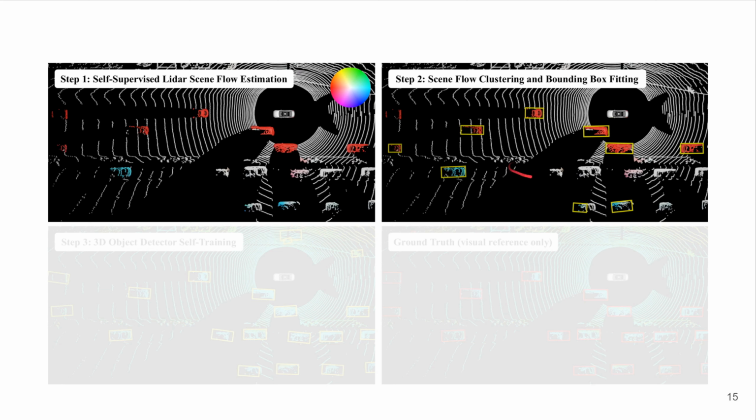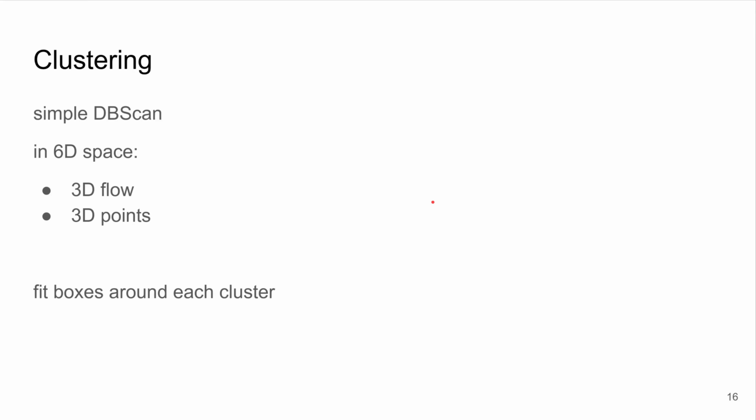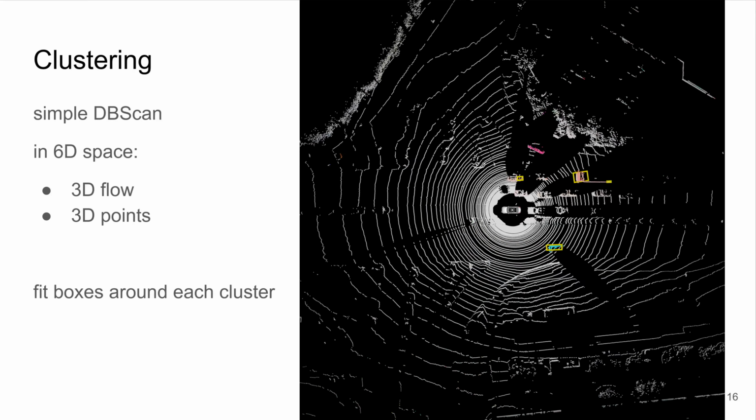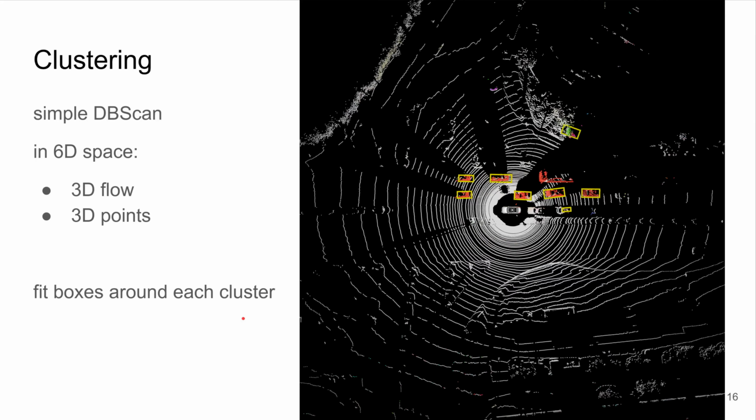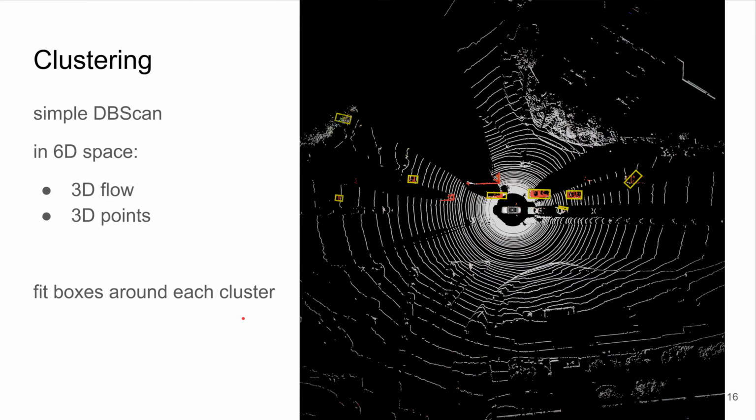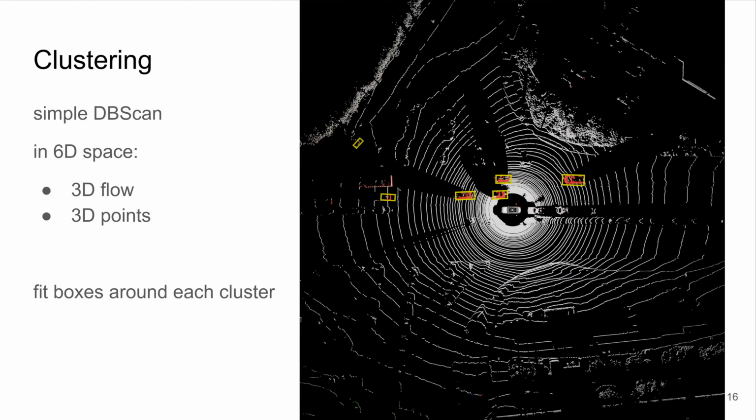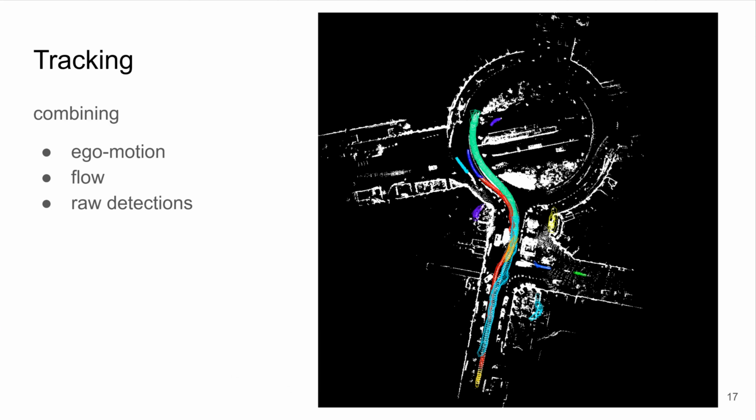In the next step, we generate initial pseudo-ground truth by clustering, box fitting, and tracking. We use DBSCAN to cluster the points and the scene flow in 6 dimensions and fit boxes around each cluster. These initial bounding boxes are then tracked over time using the ego motion and the LiDAR scene flow in the process.